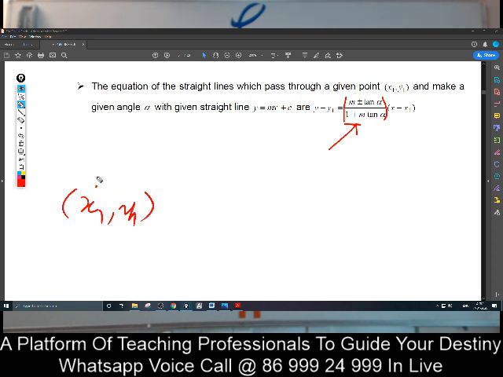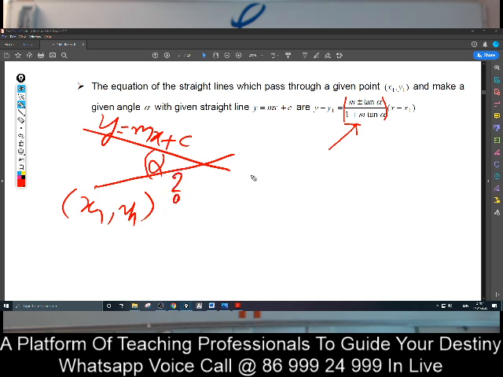And it makes a given angle alpha with a straight line y is equal to mx plus c. What is the line given? y is equal to mx plus c. It is making an angle alpha with this line. Now we need the equation of this line. This line equation is needed. Now, its slope we don't know. Let it be some m dash.